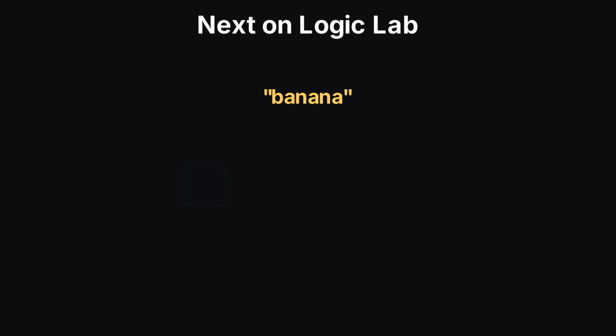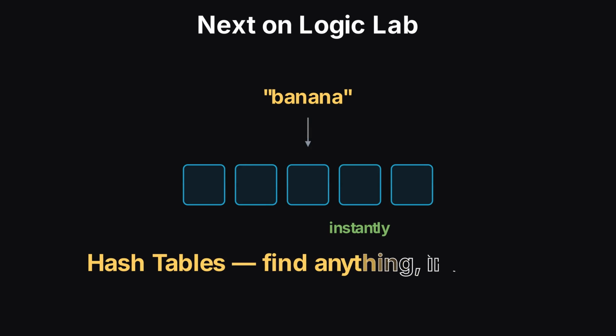We've now sorted graphs every which way. Next, we shift gears to the data structures that make all of this fast, starting with the one that finds anything instantly. That's the hash table, next on Logic Lab. See you there.